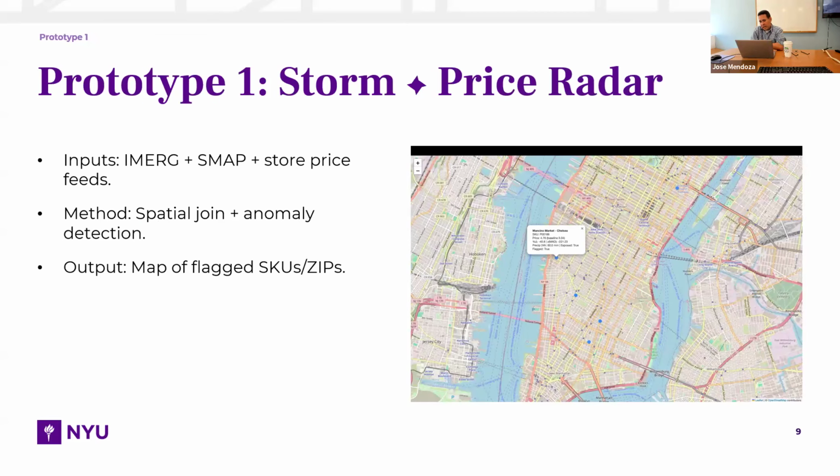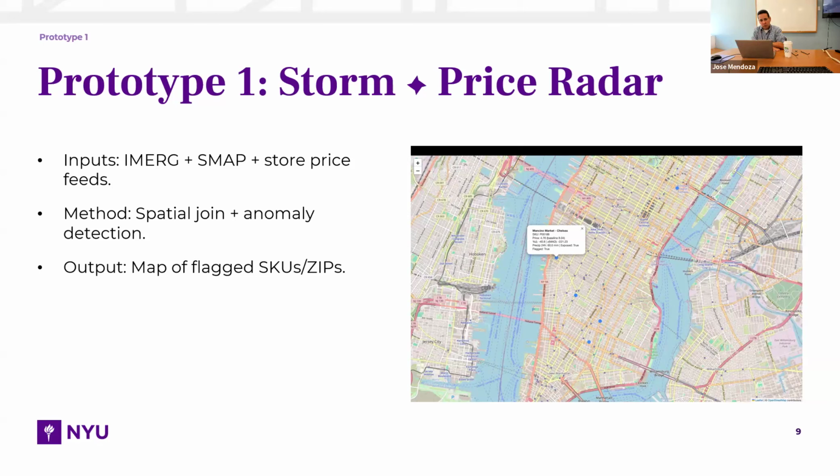So for this first prototype, which I call the Storm Price Radar, what you see on the right hand side is the actual output for this prototype. And I will give you a link to the GitHub so you can run it and get the prototype running. Every single blue dot that you see in that map is a store being mapped, and then you see the prices and the deviation from prices and flags for every particular store. So this is an example.